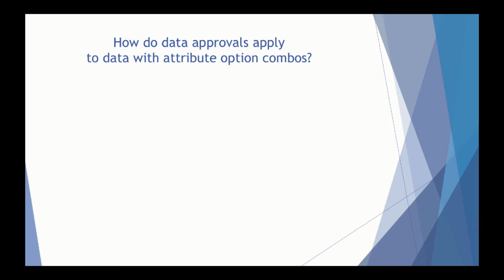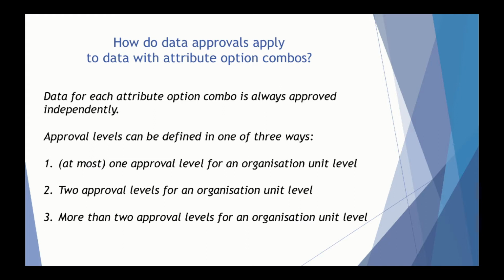How do you think data approvals apply to data with attribute option combos? We talked about this in an earlier talk, and this is one reason why I put this talk after the talk about attribute option combos. What if you have projects and/or partners, and you have your attribute option combo set up to have the data entered differently? How is it approved? Any guesses? Have to approve each one. Ah, that's the right answer. You have to approve for each one. And so for each attribute option combo, data is approved independently.